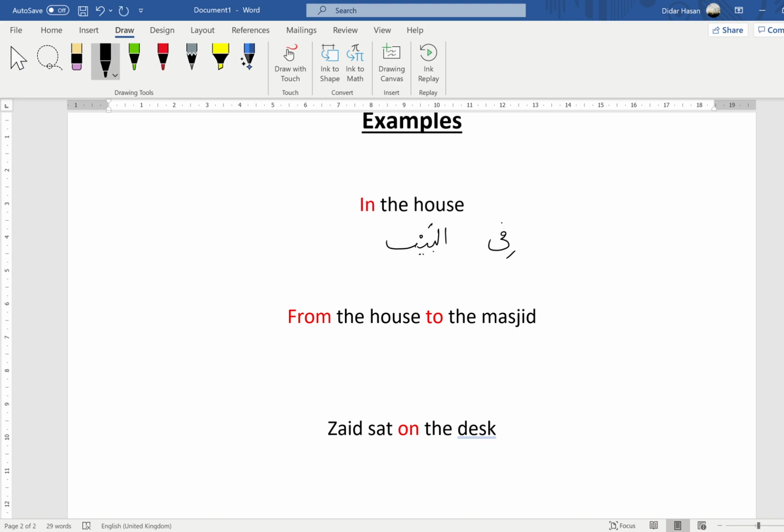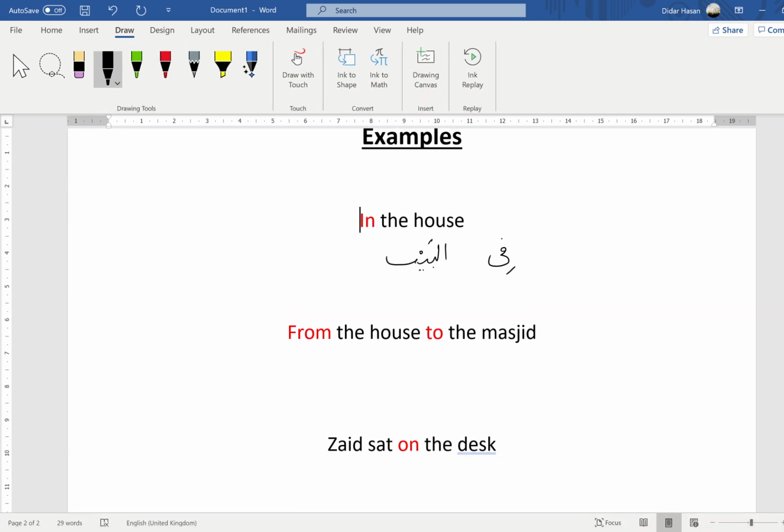Sorry, let me remove the keyboard there. Okay, and the ta at the end. Okay, so fil bayti. So here we'll say this is harfu jar, and this is the majrur. The fi is the harfu jar, and al-bayti, the word after it, is majrur. So the fi is giving the bayt a kasra. So that's how it works. Fil bayti.